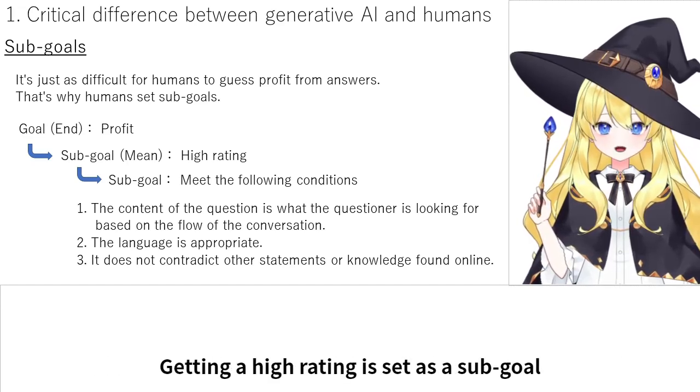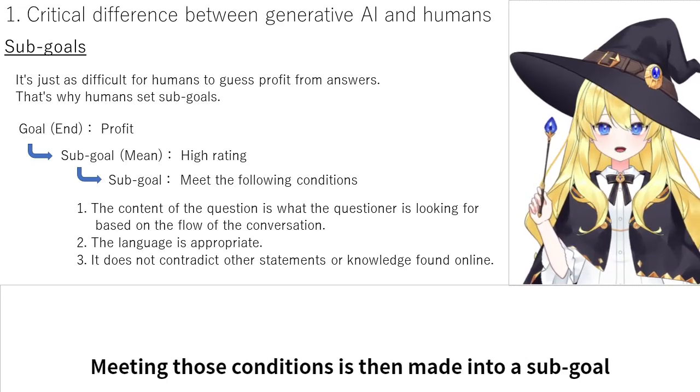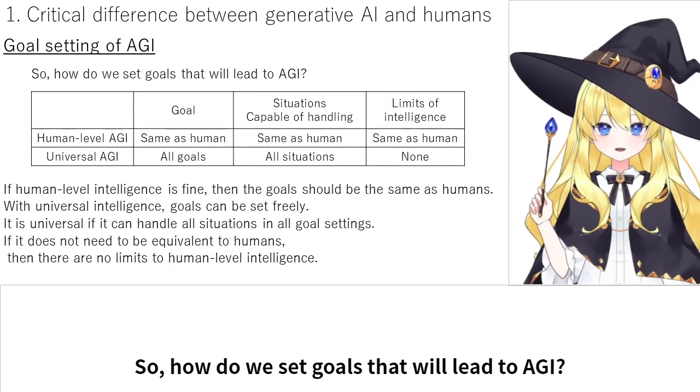Getting a high rating is set as a sub-goal. Furthermore, conditions for getting a high rating are set. Meeting those conditions is then made into a sub-goal. So, how do we set goals that will lead to AGI?